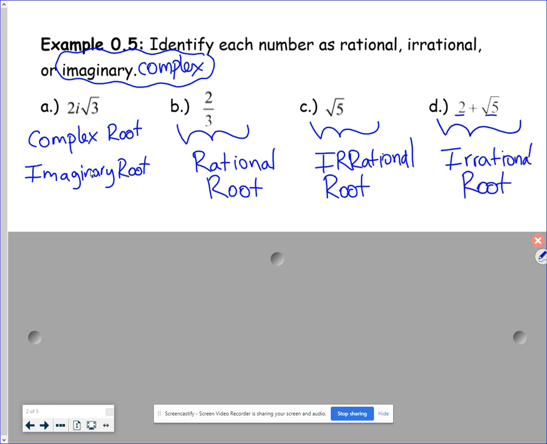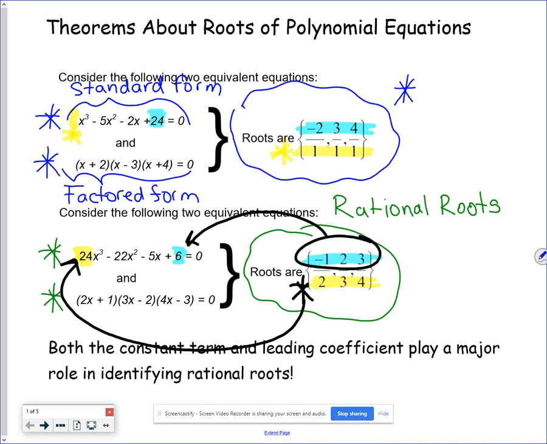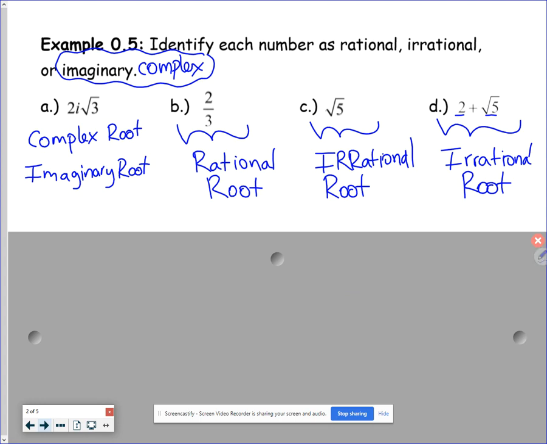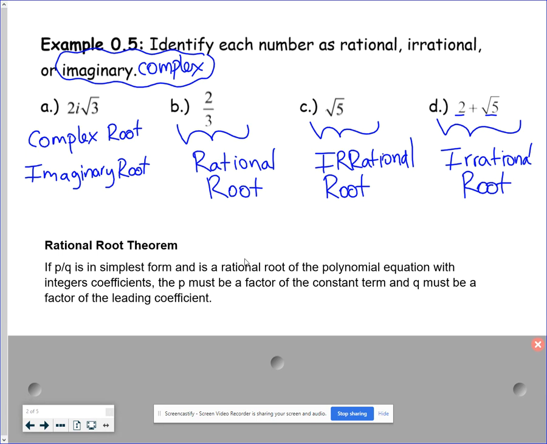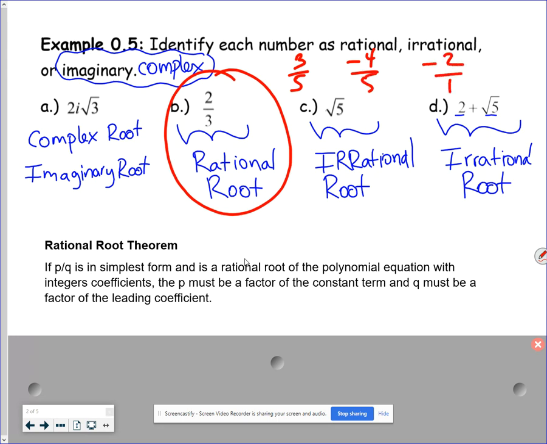All right. So remember on that first screen, we saw this pattern. Someone discovered this a long time ago, and it became a theorem. This theorem is called the rational root theorem. And it only deals with rational roots. So roots that can be written as a fraction using only integers. So roots like 2/3, 3/5, -4/5, -2/1. These are all rational.